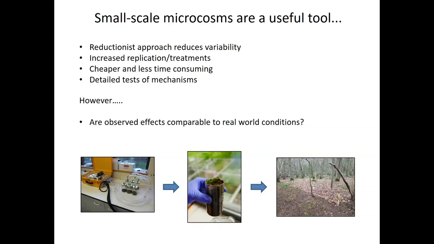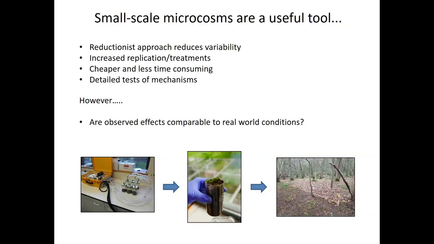So small-scale studies are really useful, and I want to be very clear about this. They provide a really good tool as a reductionist approach where we can reduce variability. We can increase the replication and the treatments within experiments. They're cheap, easy to maintain, and fundamentally they can give us a really detailed understanding of mechanisms that we might be interested in. However, we must remain critical over whether observed mechanisms are comparable to real-world conditions, especially if we want to use any of this data in any kind of modelling efforts, whereas error or artifacts from the scale might lead to big differences when we try and scale up.